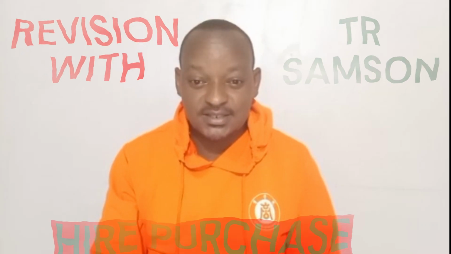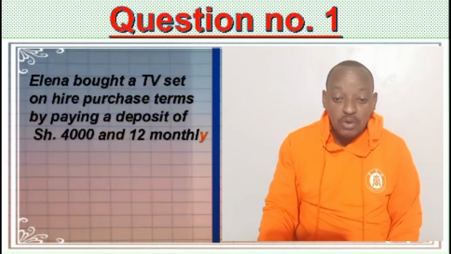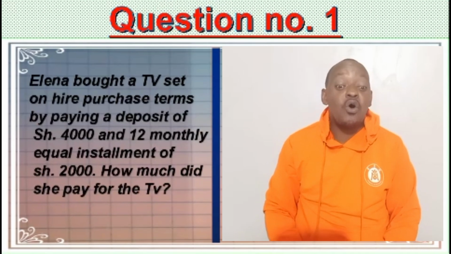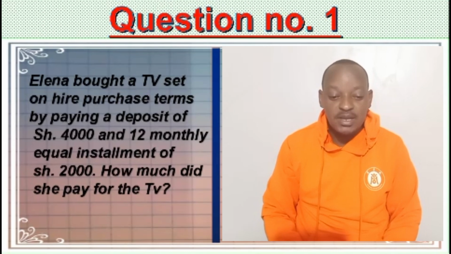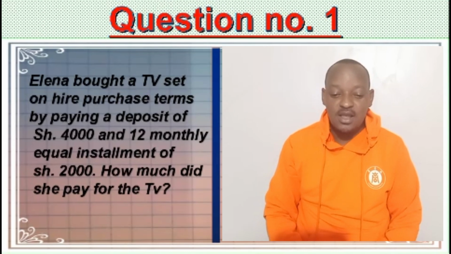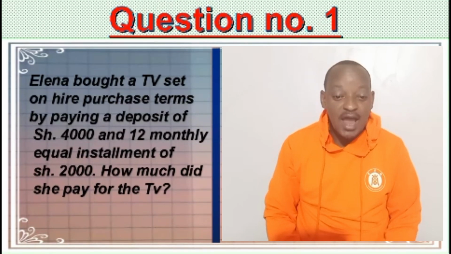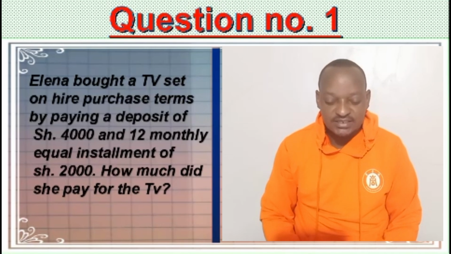Calculating the hire purchase. Question 1. Elena bought a TV set on hire purchase terms by paying a deposit of 4,000 shillings and 12 monthly equal installments of 2,000. How much did she pay for the TV?